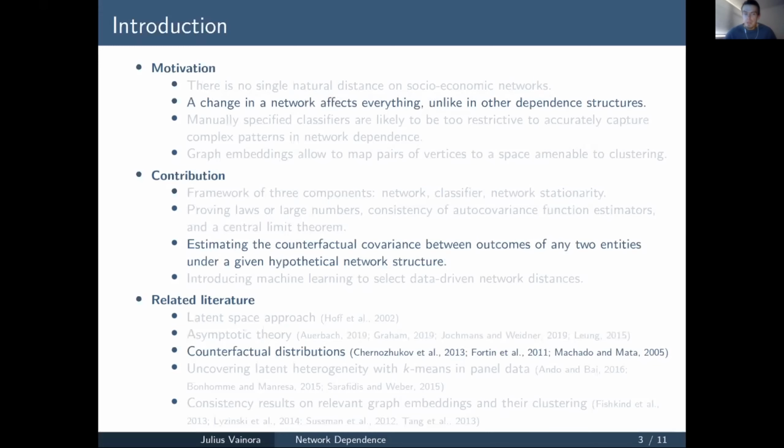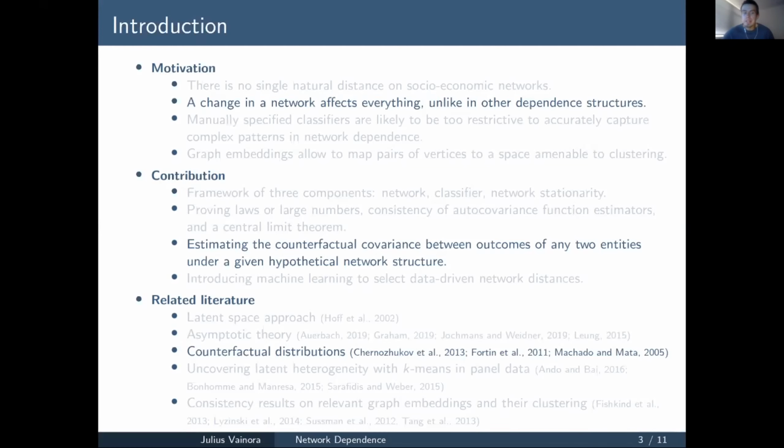Then a different idea motivating the network dependence counterfactuals is that a change in a network affects potentially everything, unlike in other dependent structures. By that I mean, if we remove a single link, it may eliminate many paths, it may change the connectedness significantly, while that is not the case in something like spatial data, where if we remove a single point, it doesn't really affect the pairwise relationships.